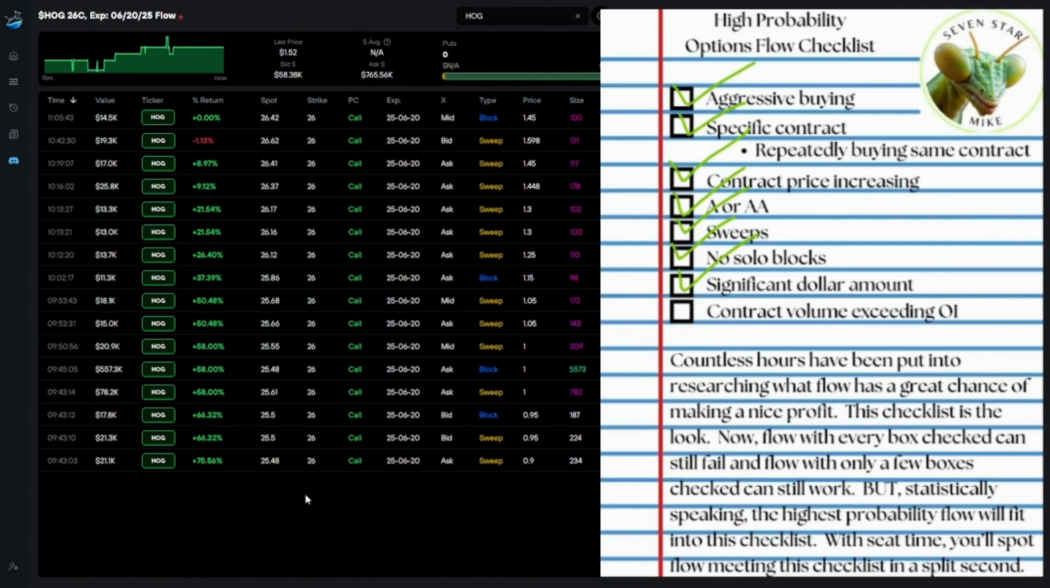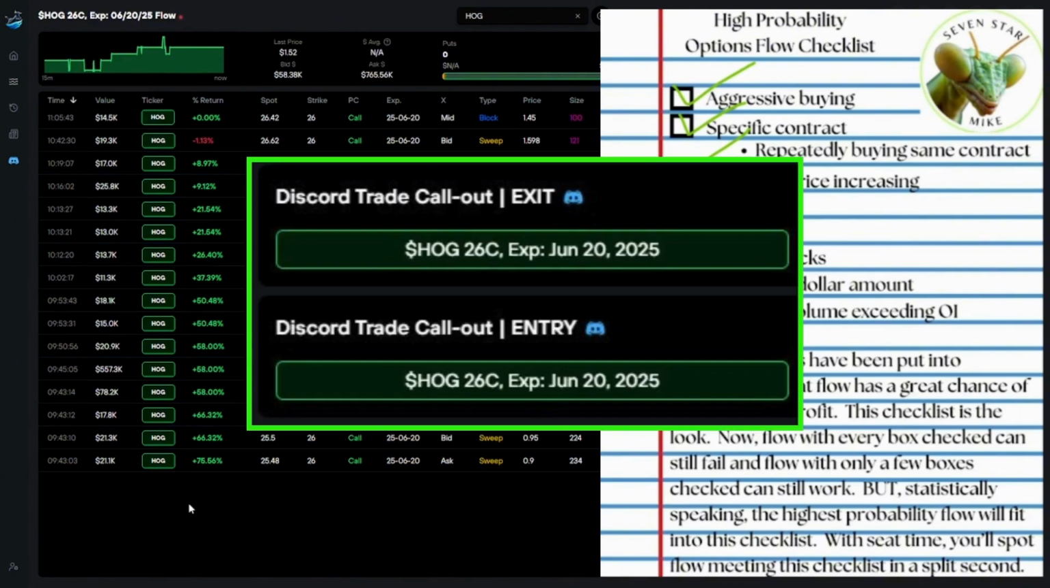And the contract volume exceeding the OI, the color of the size column is telling me that. So when they went from white to purple and green, that's telling me that the volume for today has exceeded the OI. So everything on this flow list right here, that matches the high probability options flow checklist. So I had to take this trade and alert it to the Discord group.